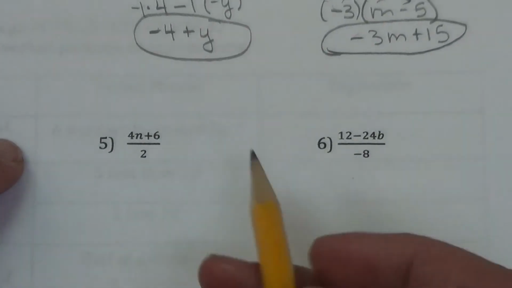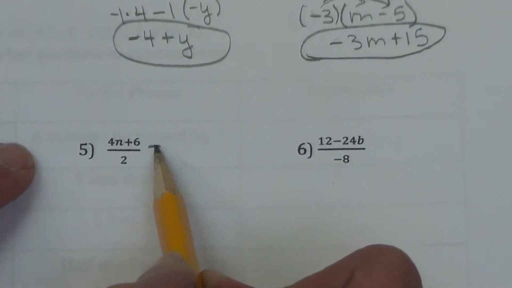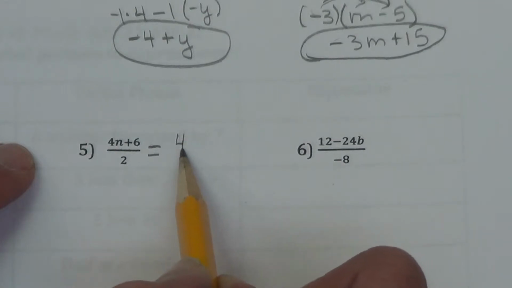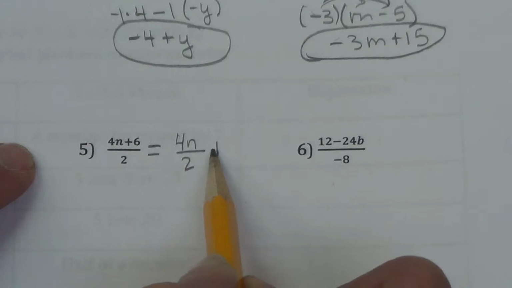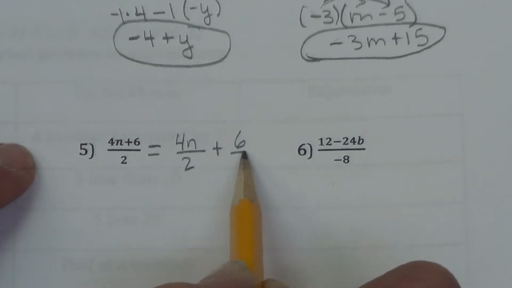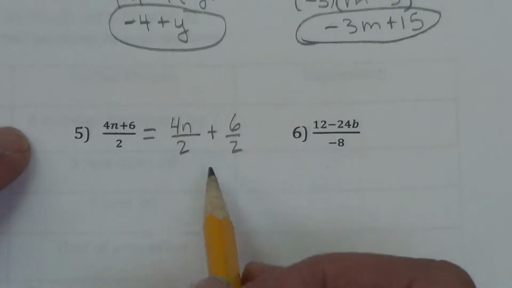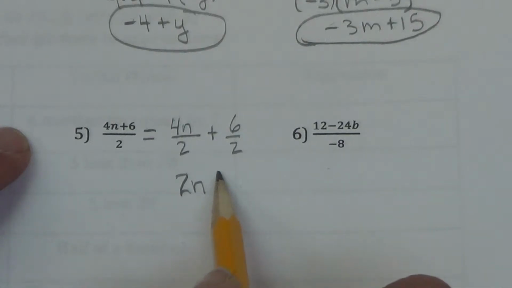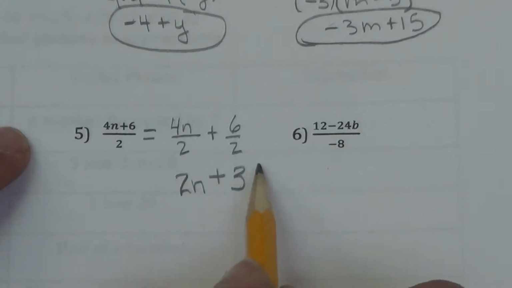We also have distribution in division. A lot of times we don't practice that one as much, but we should. You take the first term, 4n over 2, plus 6 over 2. Now reduce. 2 goes into 4 2 times, and there's only a 1 left underneath, which we don't have to write. And 2 goes into 6 3 times.